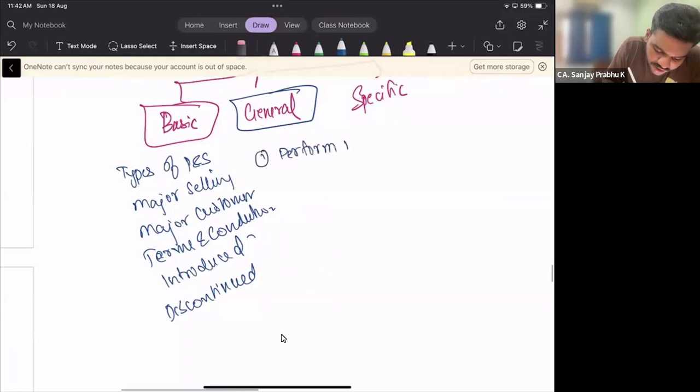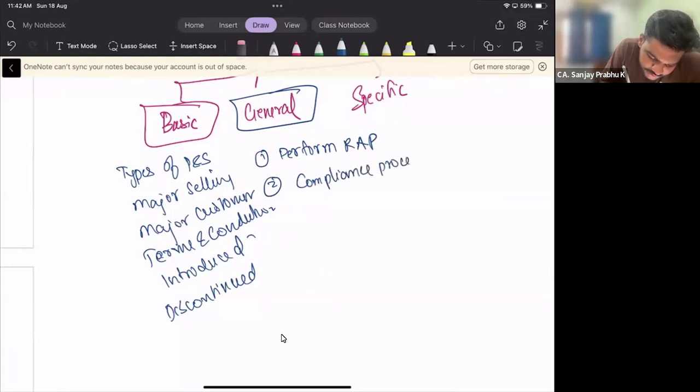First thing, you have to perform risk assessment procedure. Once the risk assessment procedure is done, you have to do compliance procedure. I will explain each and every point, don't worry. Now listen. Once compliance procedure is done, you have to go for substantive audit procedure.